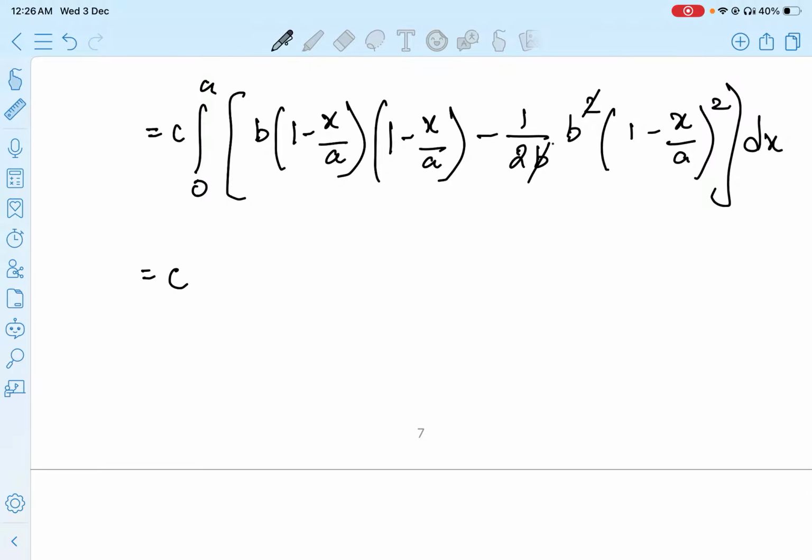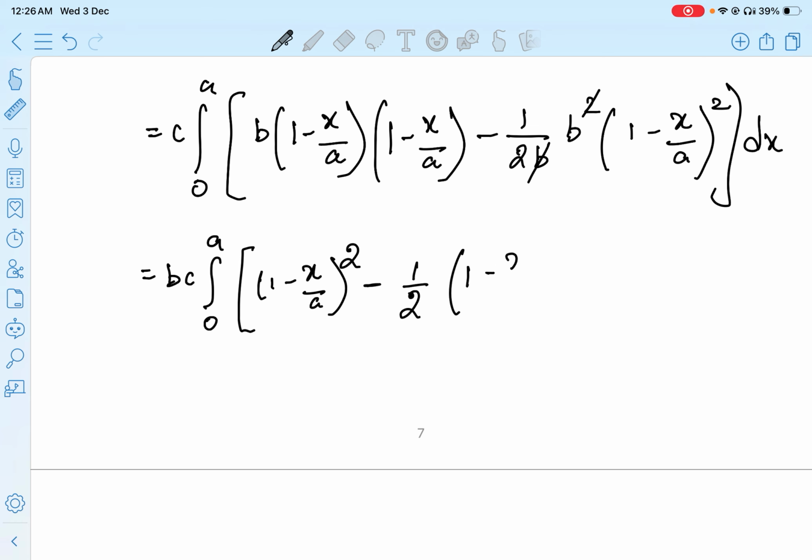Okay, so we have b in both the terms. Here we have one b and here also we have one b. So we can take both the b outside, so it will become b and c. bc integral 0 to a. What is the remaining term? We have 1 minus x by a, and 2 times we have. So we can write 1 minus x by a the whole square minus 1 by 2. This b was taken outside. The remaining term is 1 minus x by a the whole square. So we have 2 times.